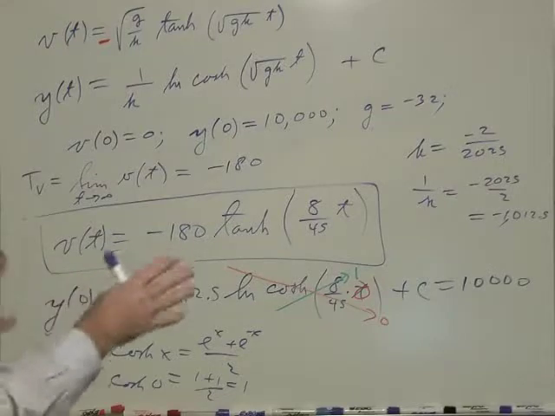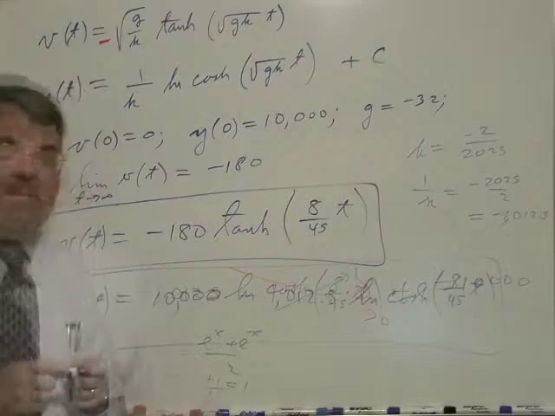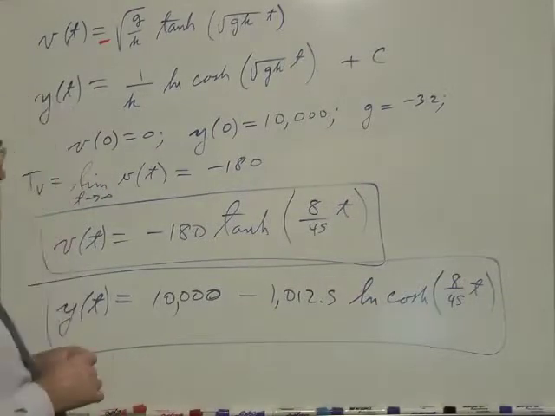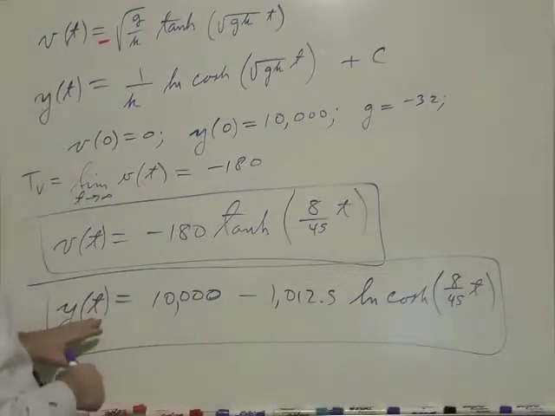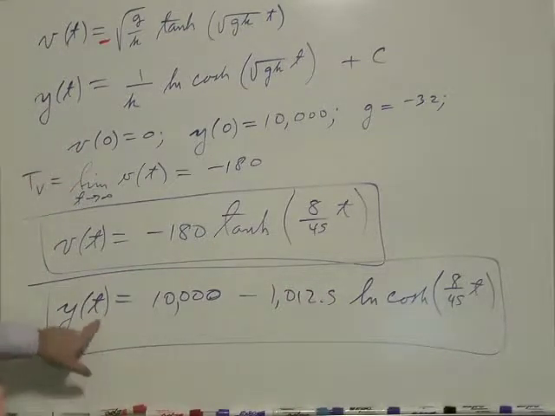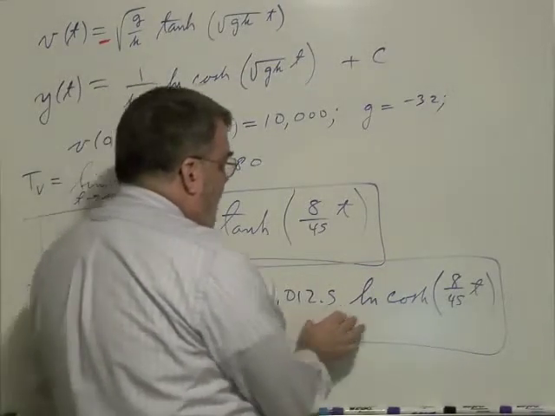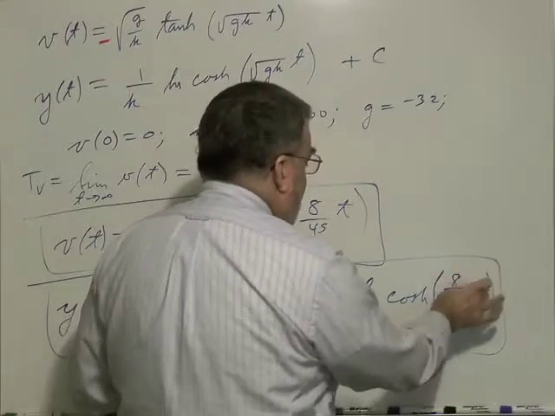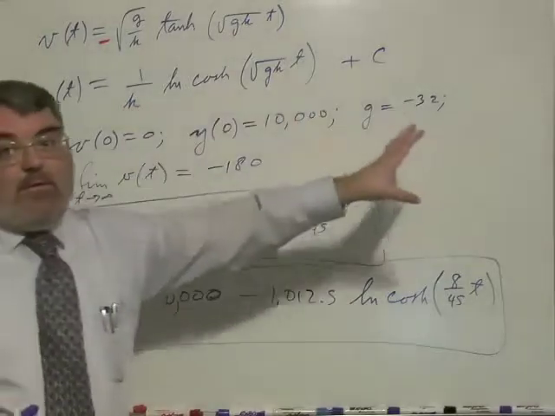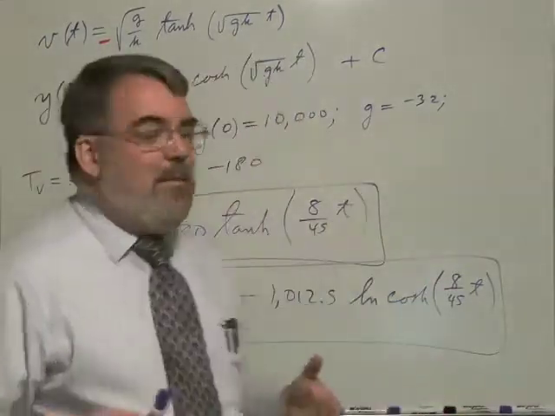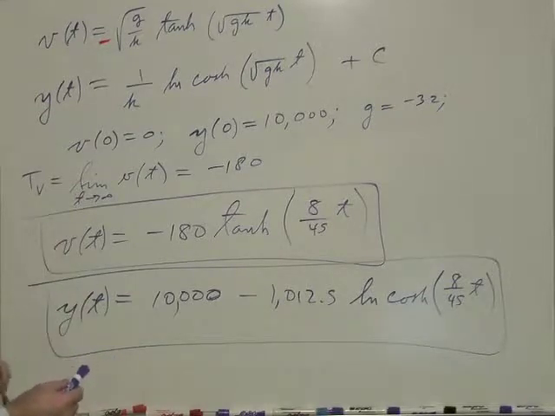So I'm going to do a little erasing and rewrite this function out the way it's meant to be. Okay, I've cleaned it up a little bit. I put the plus c, the 10,000 in front, and this was negative. So the position function, or altitude, is 10,000 minus 1012.5 times natural log cosh 8/45 t. Alright, so we've got all these assumptions, all these initial conditions for this problem. We have the position, or altitude, and velocity.